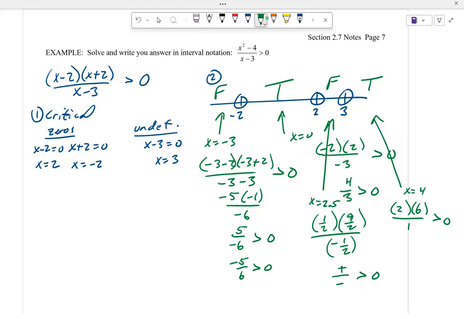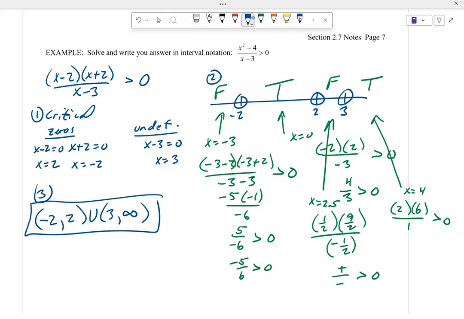Yes, it is. So my solution set for this would be from negative 2 to 2. Now I cannot include either of those. And then from 3 on, do not include the 3. Of course, you could look at it visually if you wanted to verify as well.